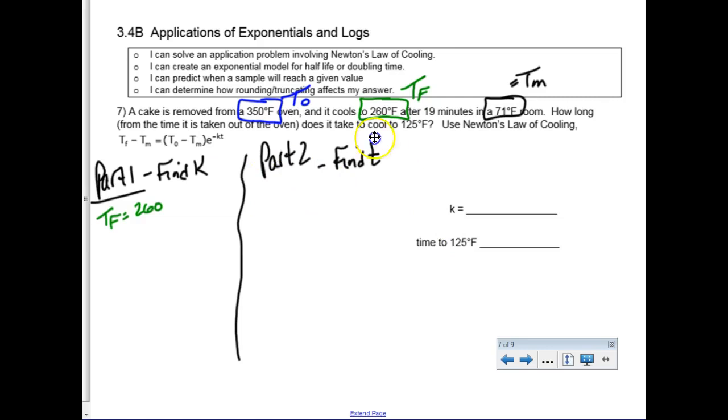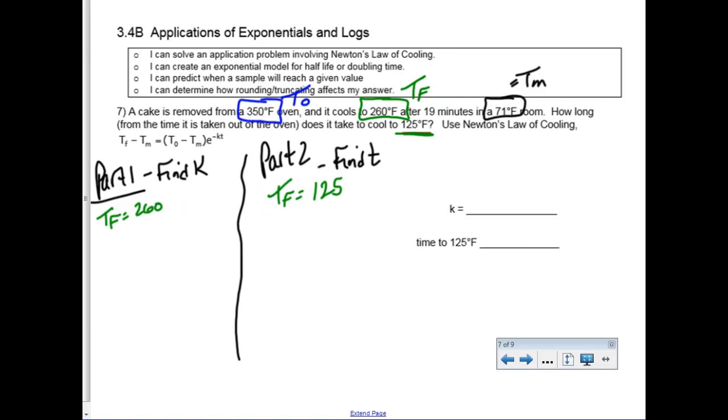But then keep reading. It does say, eventually I want you to figure out how long it takes for it to cool to 125 degrees. So 125 degrees is going to be your final temperature in part 2. So we just have to be careful. And of course T and K are going to be switched out.